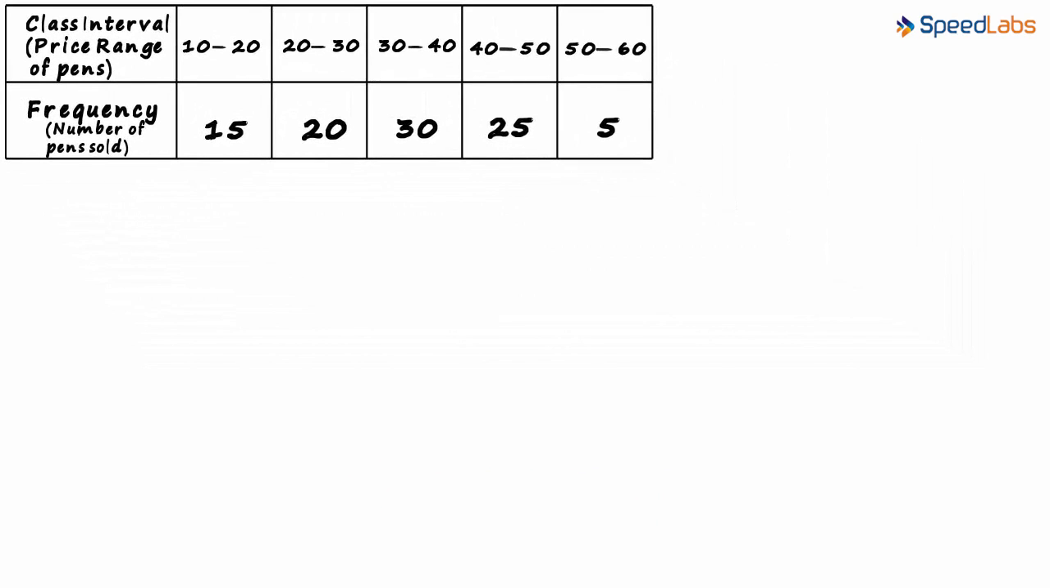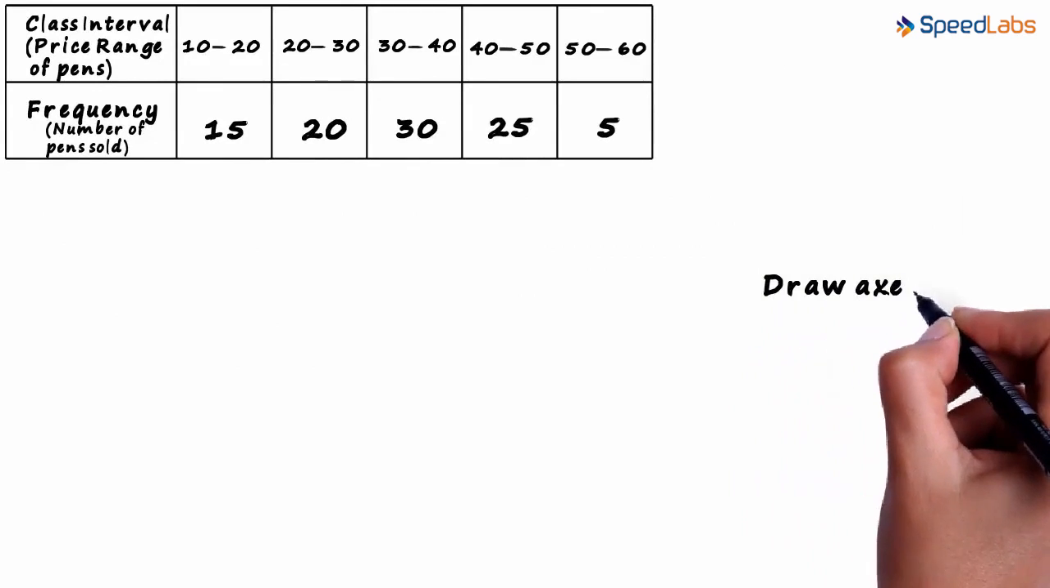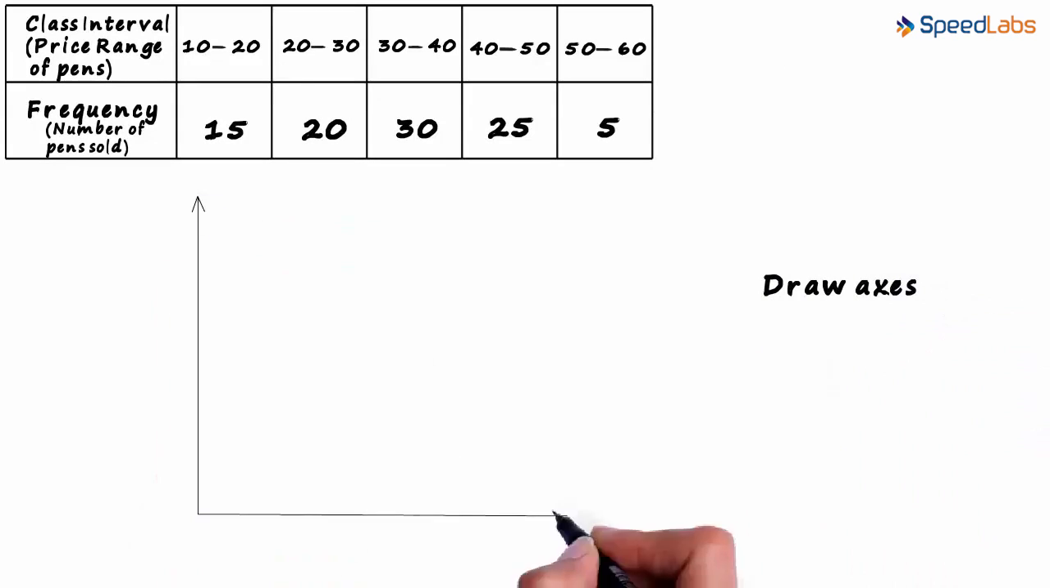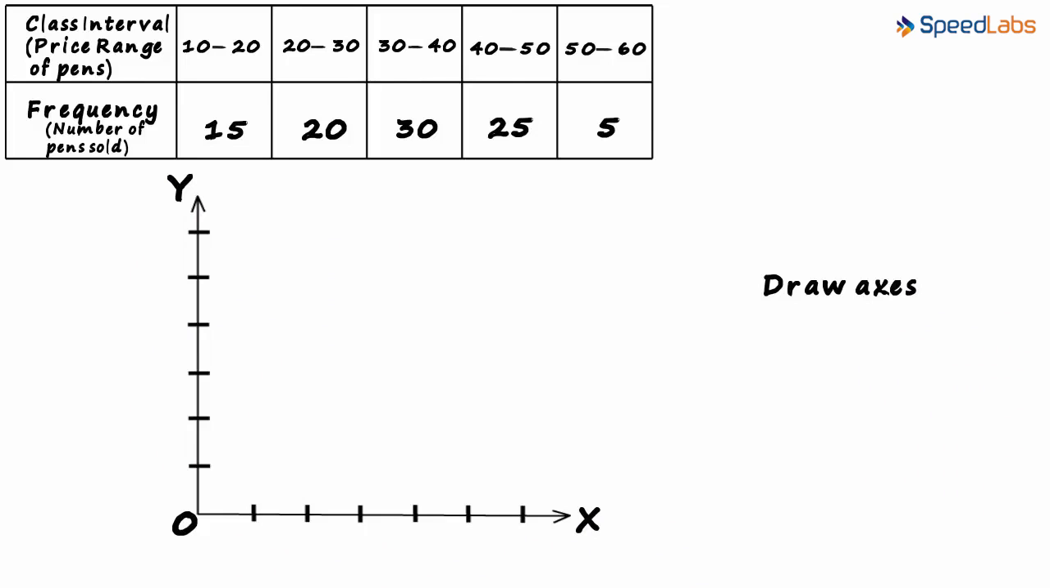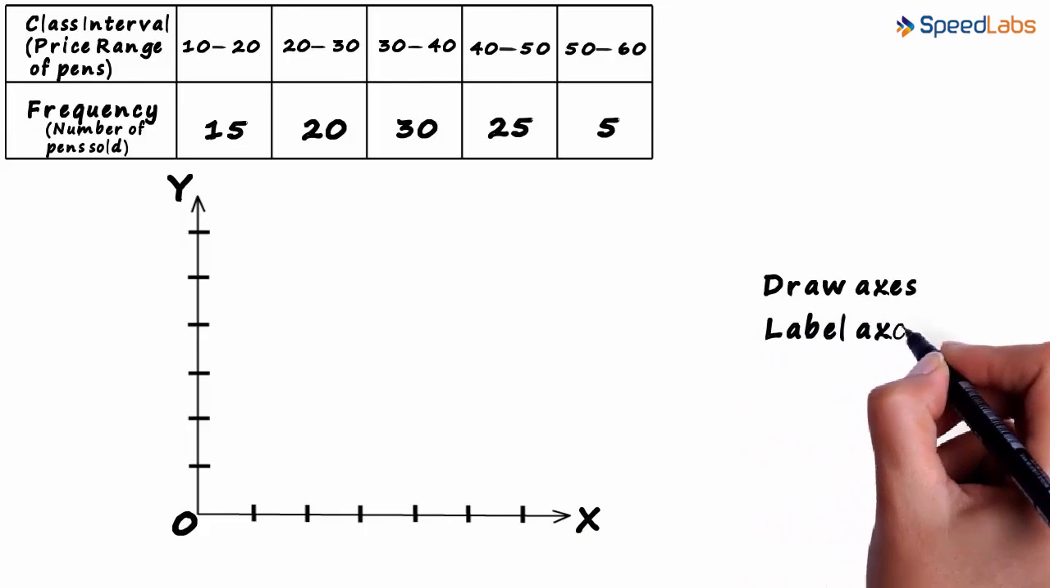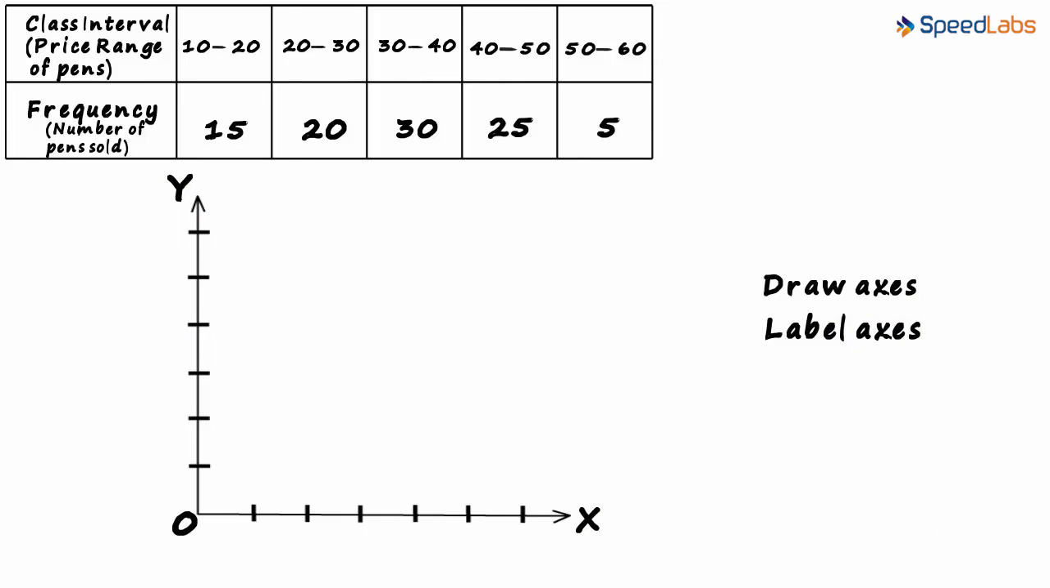The first thing that we do is draw the x and the y axis. We draw the axis and make equal intervals on each of them. Then we label the axis. Since we want to represent the quantity of each class interval, we have the pens sold in the y-axis and the price range of pens on the x-axis. The steps are similar to the ones we used to draw a bar graph.